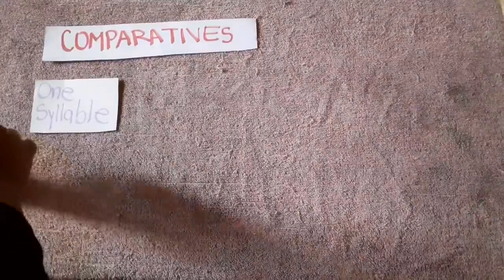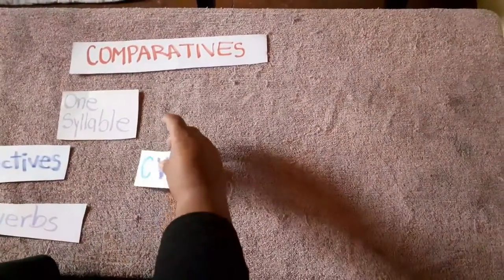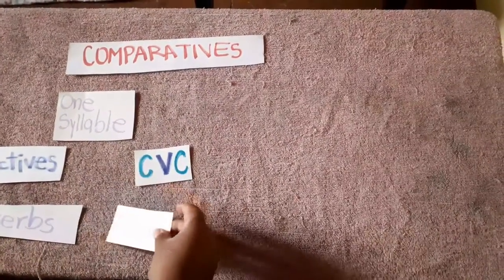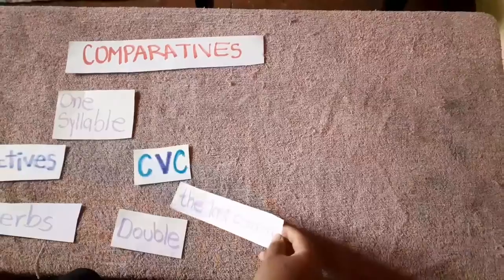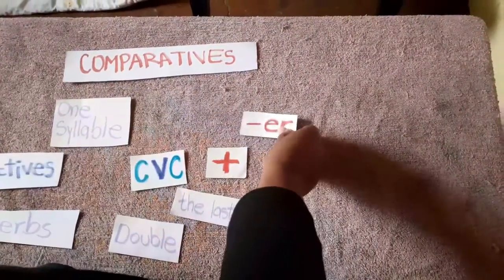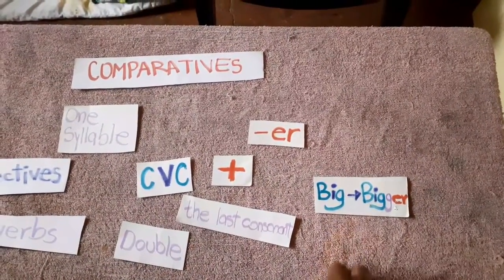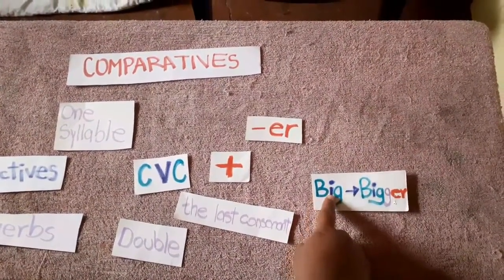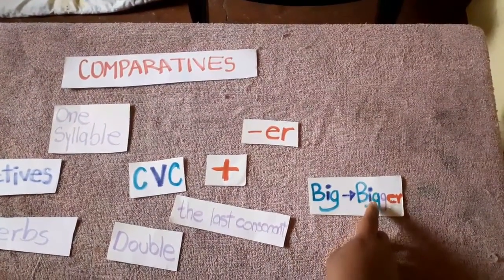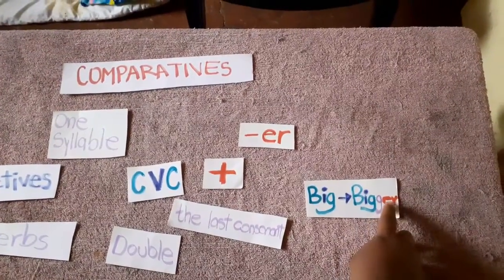One syllable adjectives and adverbs with a pattern consonant, vowel, consonant, we must double the last consonant and add er. For example, big, bigger. Consonant, vowel, consonant. Double the last consonant and add er.